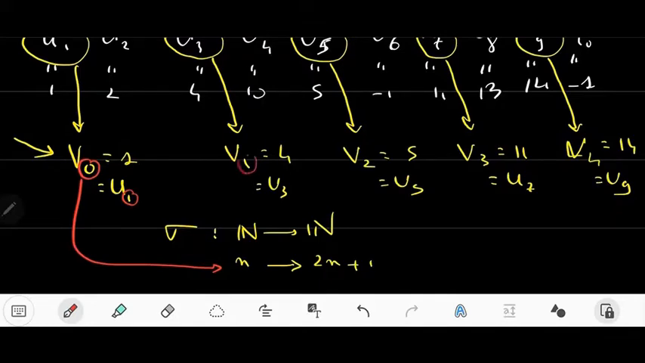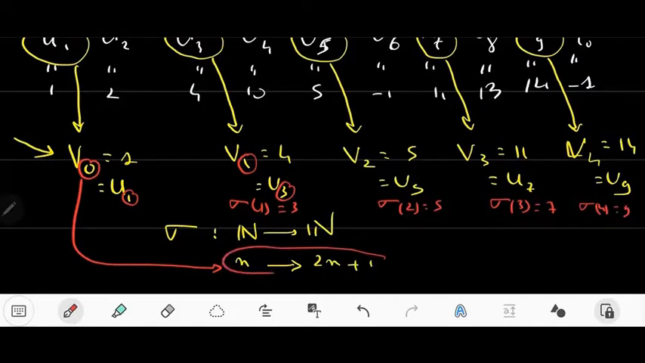And then V1 will be equal to U3, because sigma of 1 is equal to 3. And V2 will be equal to U5, because sigma of 2 is equal to 5. And sigma of 3 is equal to 7, and sigma of 4 is equal to 9. So defining this mapping, you will define how you are selecting the terms. Of course this mapping should be increasing, because having this mapping increasing will ensure that your choice will be an increasing choice. So you are not choosing U1, U5, then U2, then U9, then U6, which is not allowed in the selection to construct a subsequence.